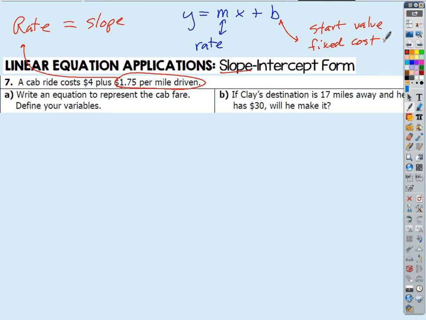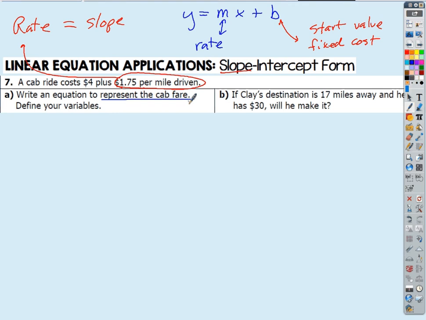We've got a cab ride costs $4, no matter what. No matter how far you go, there's going to be this $4 fee, plus there's going to be this rate, $1.75 per mile driven. Okay, so that's going to fit into this slope-intercept form, right? So it says write an equation to represent the cab fare and define your variables. We're trying to represent the cab fare. We want to write an equation to represent the cab fare. So that means that the output is going to be cab fare.